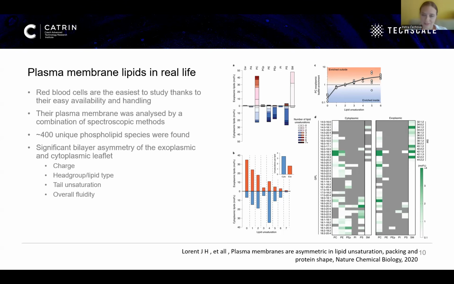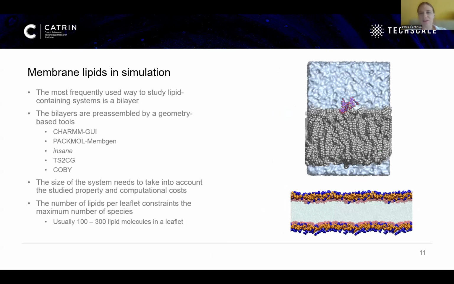So how can we simulate something like that? The easiest, most commonly used way to simulate lipid membranes is by a bilayer. So usually the bilayers are built in geometric ways. You just have a grid and put the lipids there and then just let it run through an equilibration process.